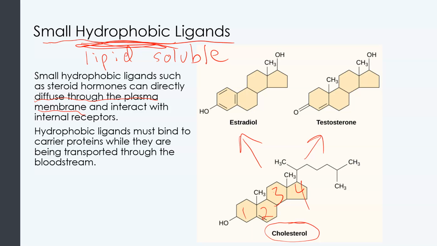Now, if you look at the second paragraph, don't let it confuse you. It does say hydrophobic ligands must bind to carrier proteins while they are being transported through the bloodstream. But as far as crossing the plasma membrane of a cell, they can actually cross directly through the phospholipid bilayer, and they will bind to a receptor inside the cell.